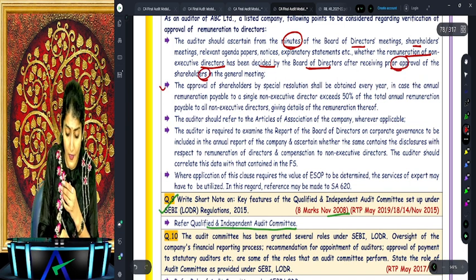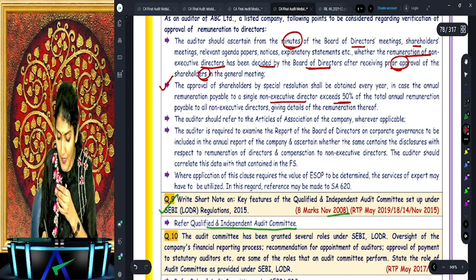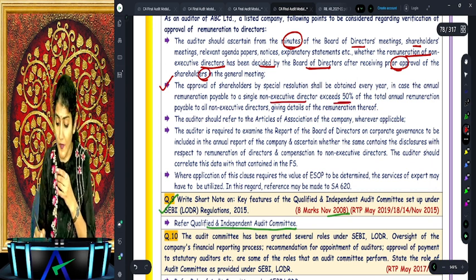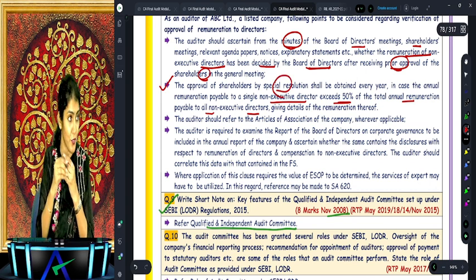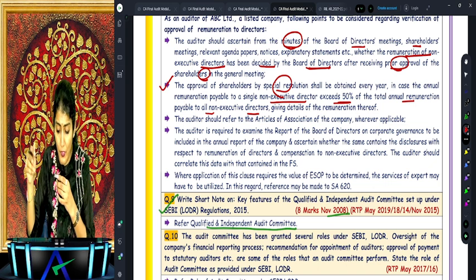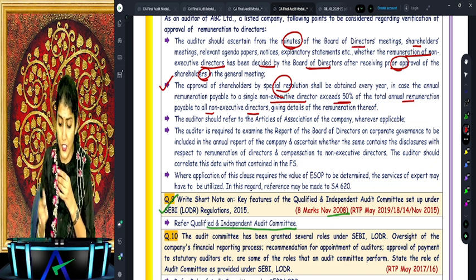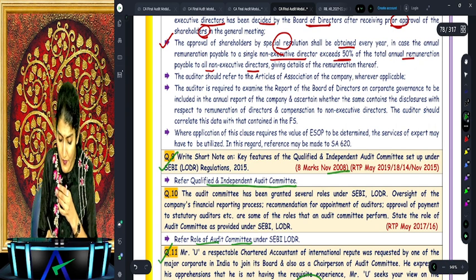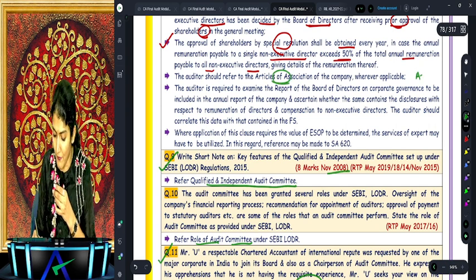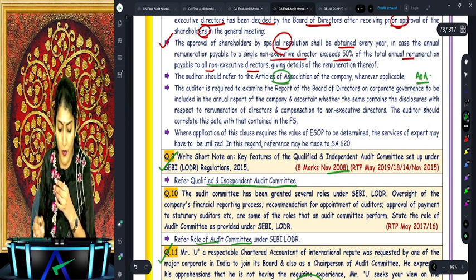Then what did we say? If the payment to one non-executive director is exceeding 50% of the total remuneration being paid to all the non-executive directors, whether a special resolution has been passed. Do you know that point? Right. So approval of shareholders has been obtained and it shall be obtained. Then auditor should refer to the articles of association wherever applicable. So wherever required, you can go through the AOA of the company.